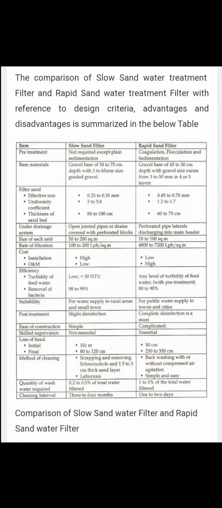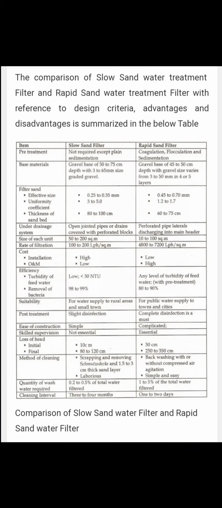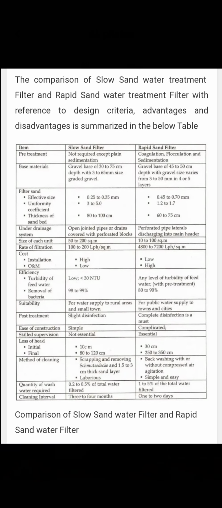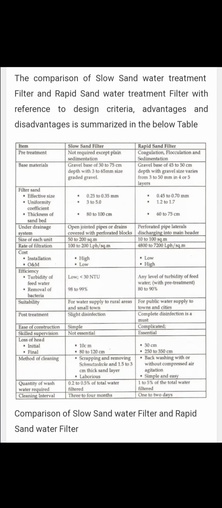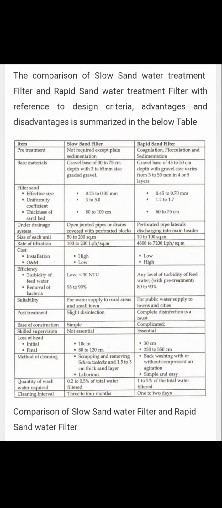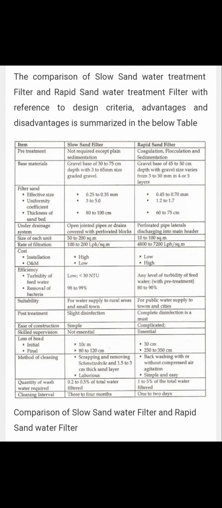Slow sand and rapid sand are both types of gravity filter, and the next one is a pressure filter, where the water filtration is carried out by using pressure, so that the rate of filtration of water is increased as compared to the slow sand and rapid sand filter.